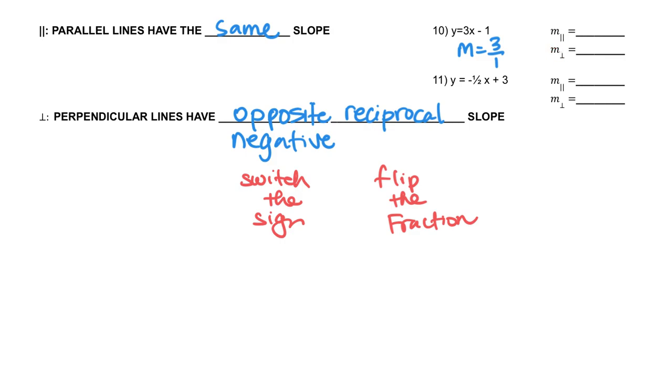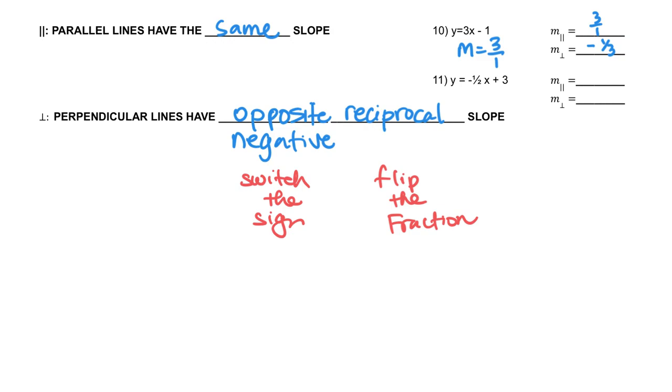So if it's a parallel line, we know that it's going to have the same slope, so it's just going to be 3 over 1. If it's perpendicular, it needs to be opposite and reciprocal. So it was positive, so now it is going to be negative, and it was 3 over 1, now it's going to be 1 over 3. So a perpendicular slope would be negative 1/3 to a line that has a slope of 3.